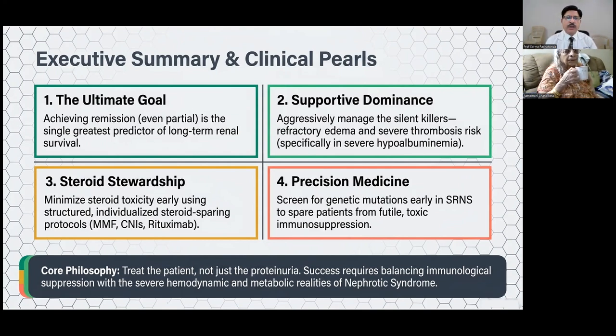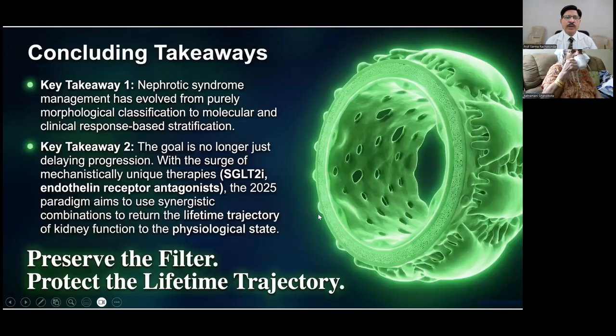Now, finally, the concluding remarks. Key takeaway one: nephrotic syndrome management has evolved from purely morphological classification to molecular and clinical response based stratification. Key takeaway two: the goal is no longer just delaying progression, with the surge of mechanistically unique therapies like SGLT2 inhibitors and endothelin receptor antagonists, DERAs. The 2025 paradigm aims to use synergistic combinations to return the lifetime trajectory of kidney function to a physiological state.